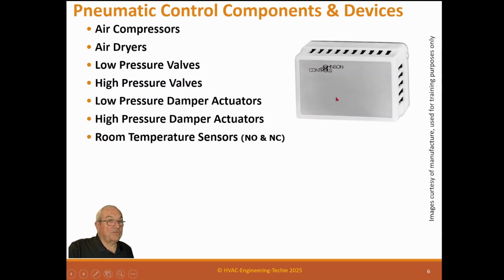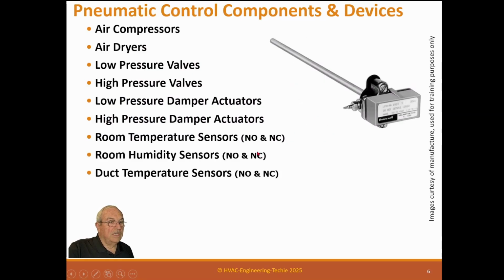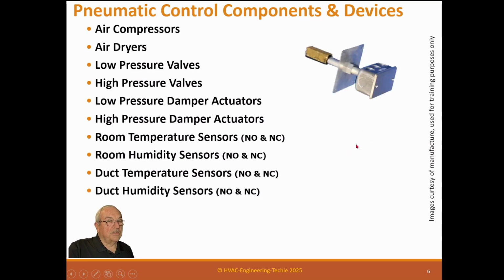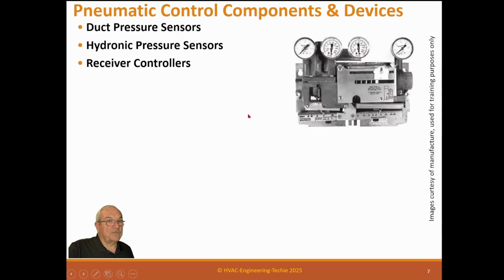We have room temperature sensors. Now, the difference between pneumatic and electronic is that you buy sensors and devices either normally open or normally closed, because that's reverse acting or direct acting. So you need to know, and we'll talk about this in a little bit, what you're doing. Room humidity sensors, normally open, normally closed. Duct temperature sensors, normally open, normally closed. Duct humidity sensors, normally open, normally closed. Duct pressure sensors, hydronic pressure sensors, receiver controllers.